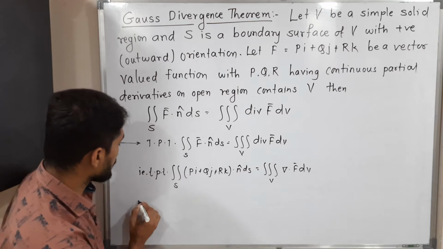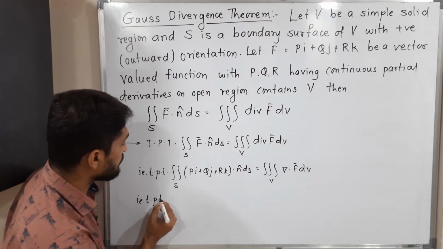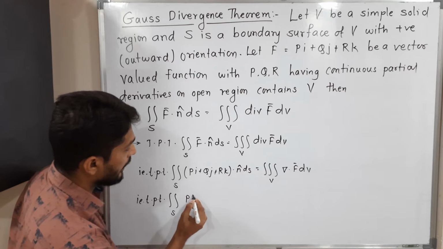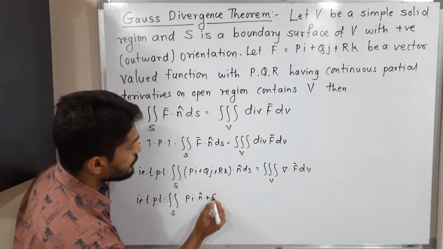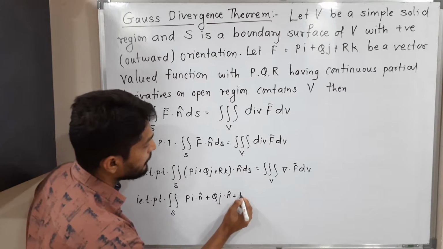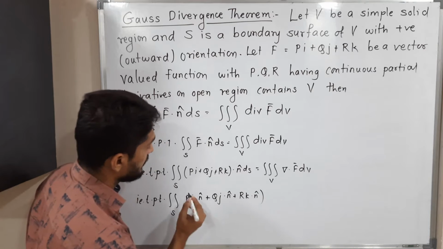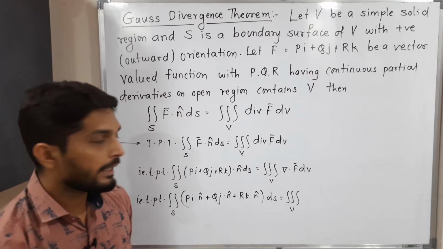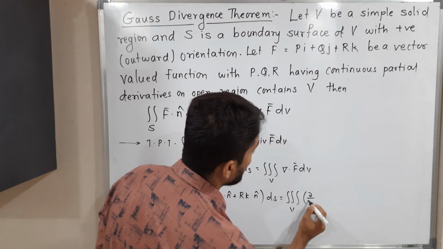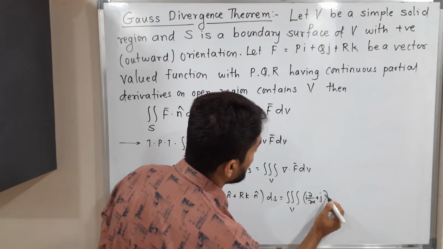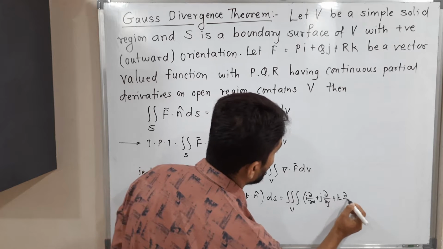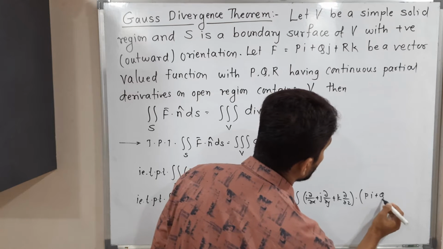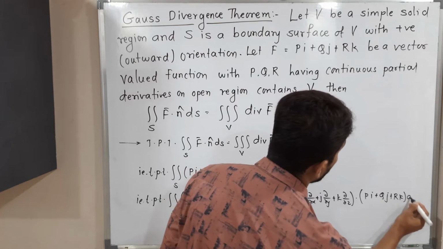Okay, so that is to prove that, let us simplify it more. Double integration over S, you can take the dot product separately. So Pi dot n cap plus Qj dot n cap plus Rk dot n cap dS is equal to triple integration over V. So you know that del means what? Del means ∂/∂x i plus j ∂/∂y plus k ∂/∂z dot F bar, that is nothing but Pi plus Qj plus Rk dV.